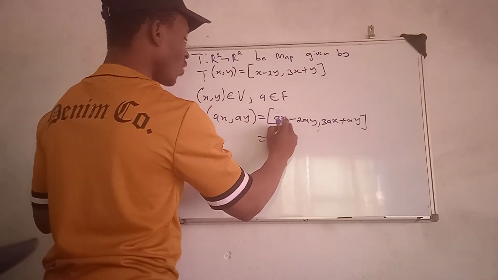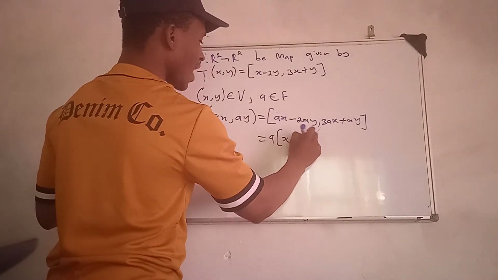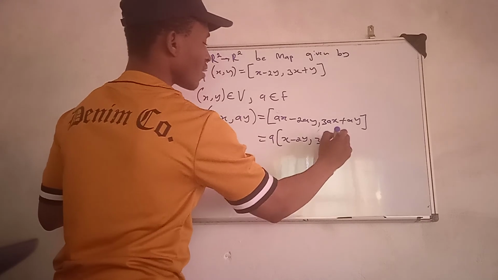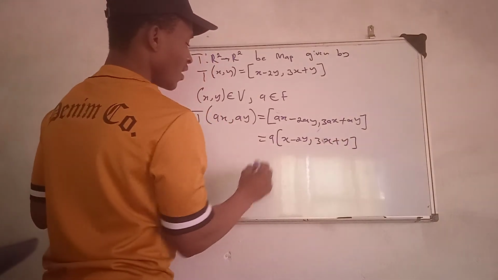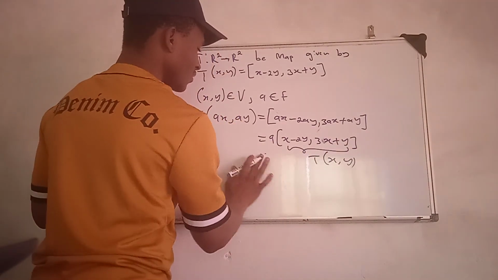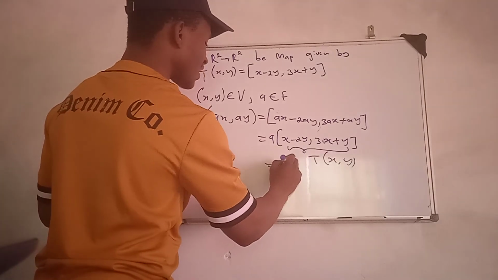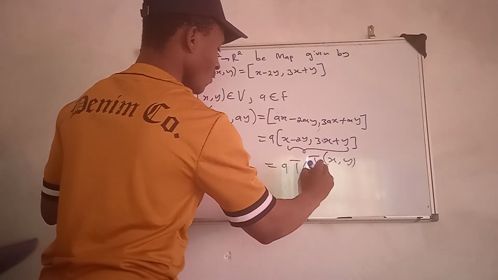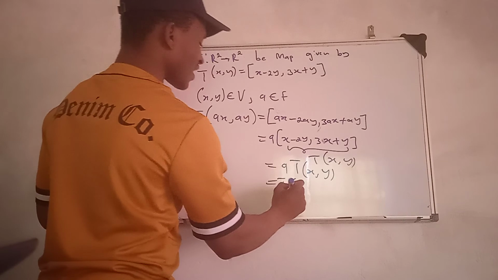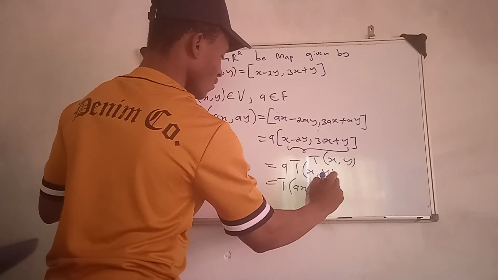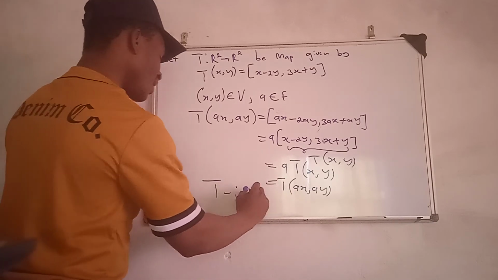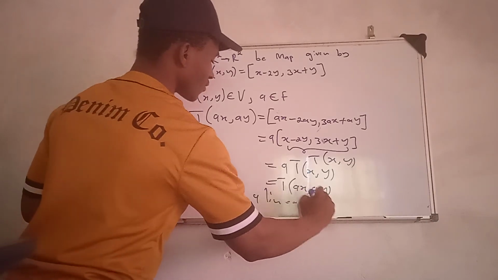If I factorize a, I will have x minus 2y, 3x plus y. We can see that this is the same as T of (x, y). So I can substitute by this. But this can also multiply through all the brackets, since it is a scalar. So this one is equal to this one. Therefore, T is a linear map.